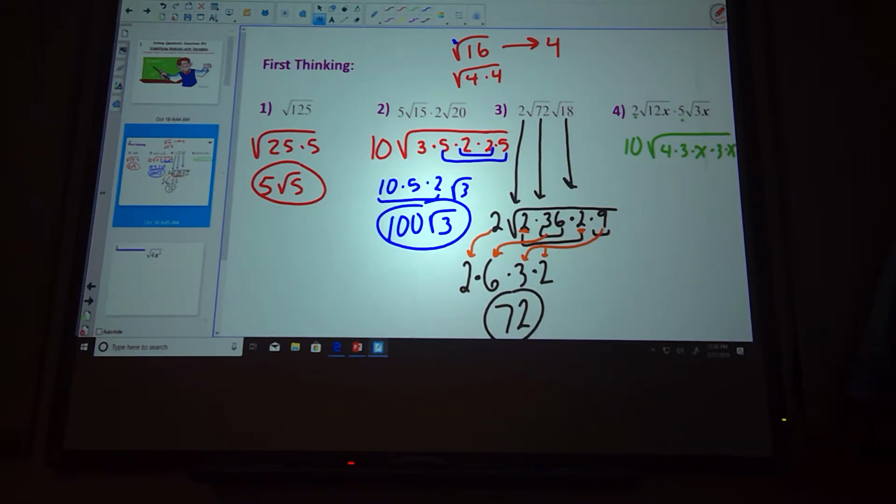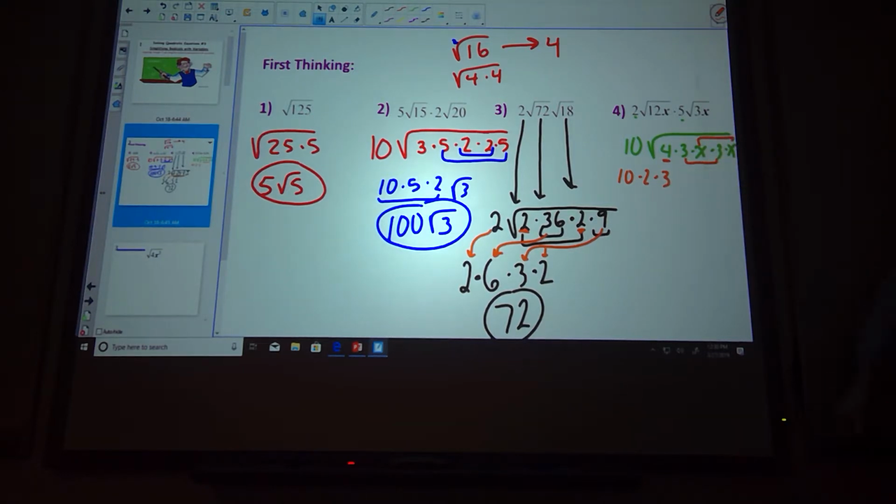All right, ready? Let's see if we can figure this one out. I think we can do this. So the 10 stays outside. Agreed? Square root of 4. 2. That's outside now. Agree? Yeah. Okay. Hey, wait a minute. I have a 3 and a 3, and 3 times 3 is 9, and the square root of 9 is? 3.